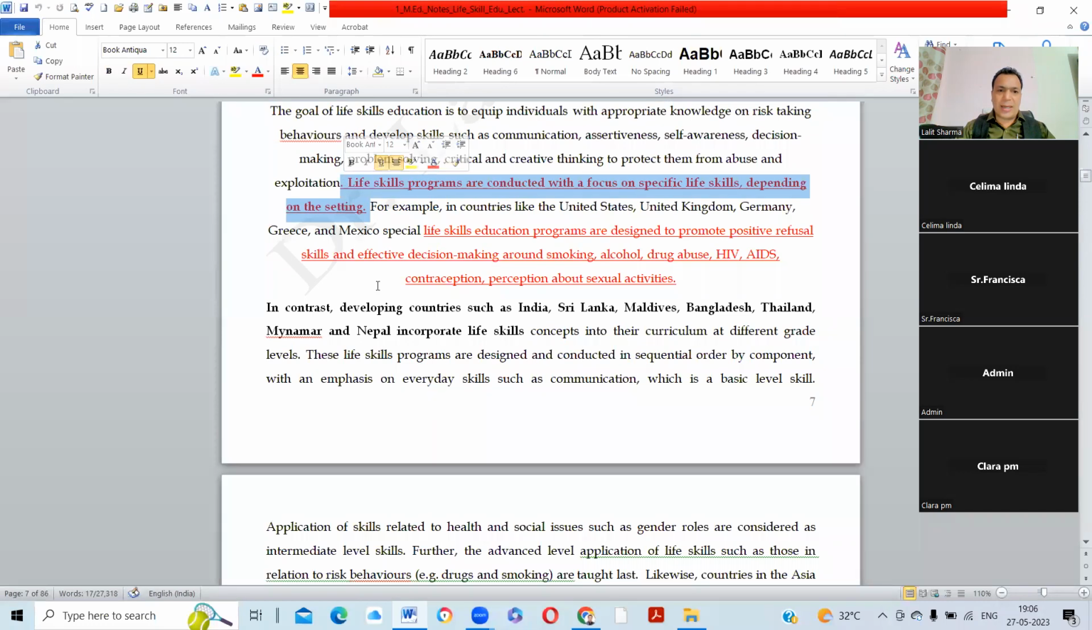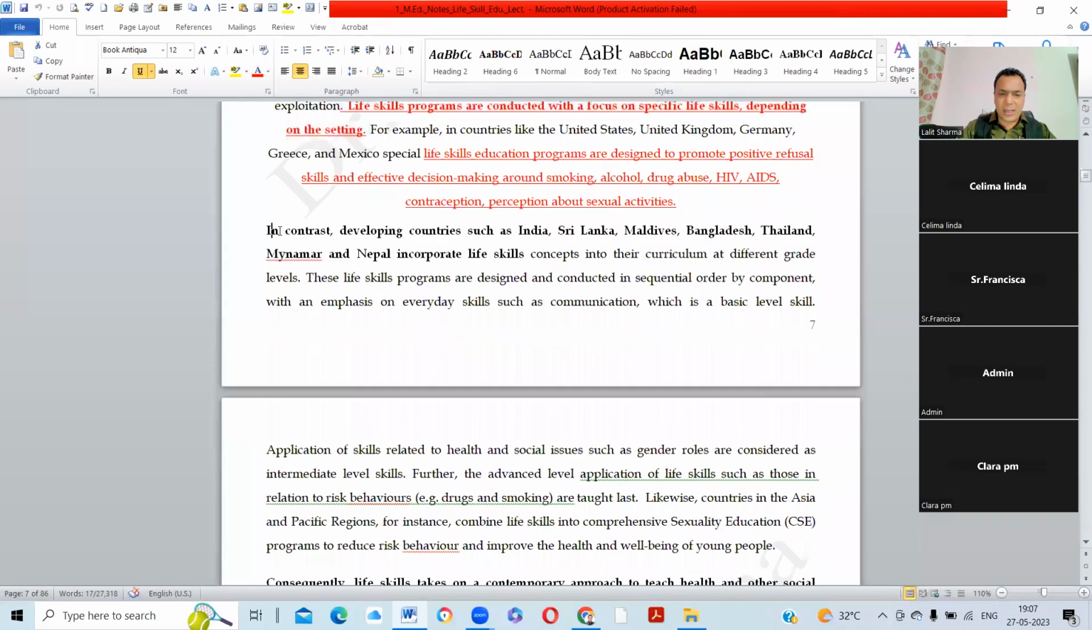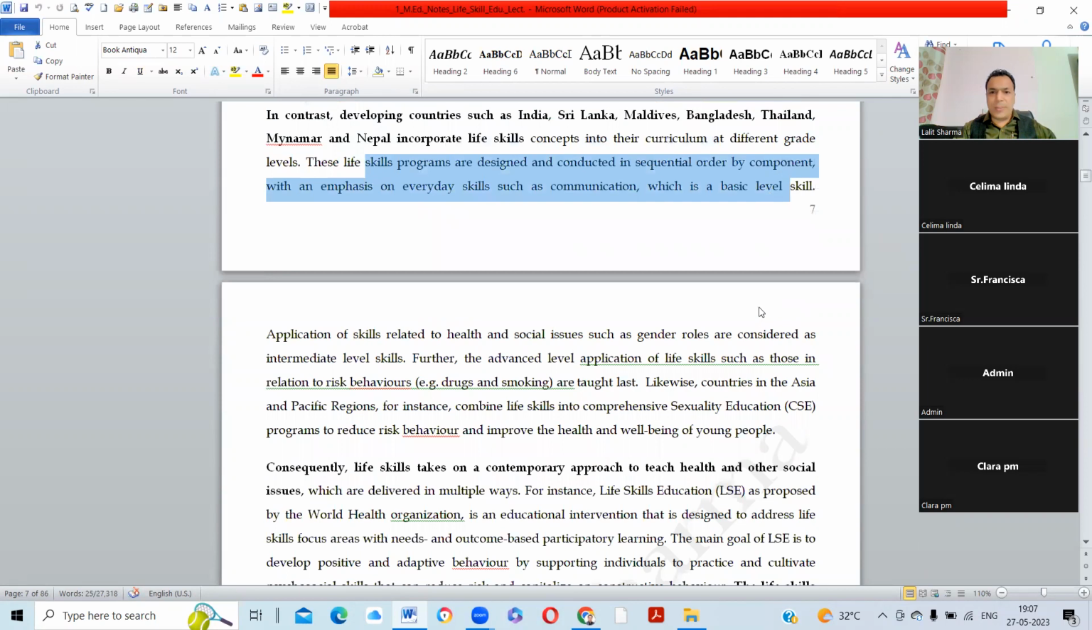Basically, under this question, you can write that life skill programs are conducted with a focus on specific life skills depending on the settings. For example, in countries like UK, USA, Germany, life skill education programs are designed to promote positive refusal skills and effective decision making around smoking, alcohol, drug abuse, HIV, AIDS, contraception, perceptions about sexual activities. In contrast, in developing nations like India, Sri Lanka, Maldives, Bangladesh, Thailand, life skills concepts are integrated into their curriculum at different grade levels. These programs are designed to be conducted in sequential order by component with an emphasis on everyday skills such as communication, which is the basic level skill.